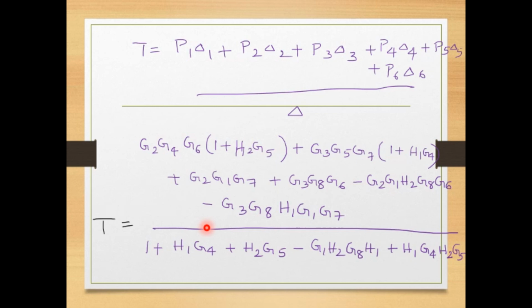So the transfer function is nothing but the ratio of the Laplace transform of the output to the Laplace transform of the input. So these are the two examples on signal flow graph.